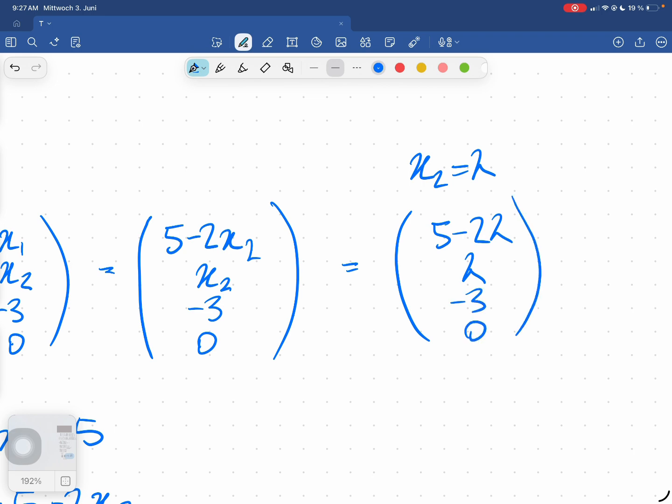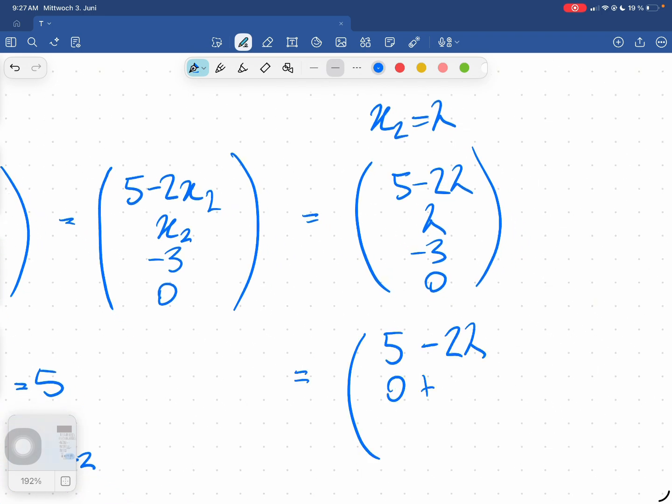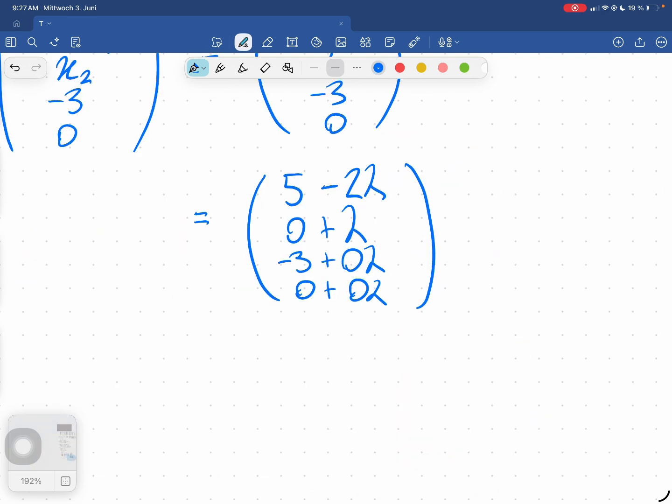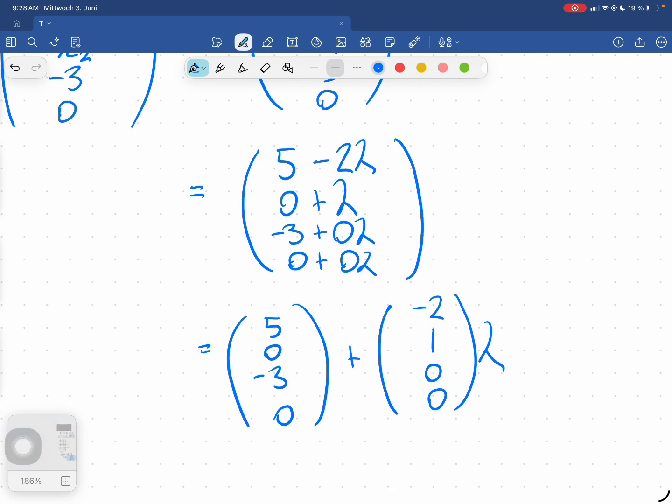Let's separate lambda from the constants. Now here we can express this as two vectors, and this is our answer.